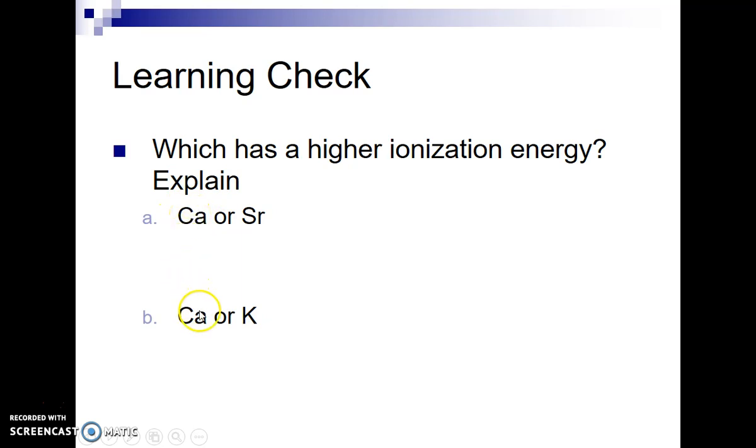Now, if we're looking at Ca and K, you'll see that Ca and K are in the same period. And again, Ca is going to have the greater ionization energy. The reason is that it has more protons, and because it has more protons, the outer electrons experience greater effective nuclear charge. Because of that greater effective nuclear charge, there's more pull on those electrons from the nucleus, and therefore it's harder to pull them away than it is in K, which has fewer protons. And again, ionization energy is the energy needed to remove an electron.